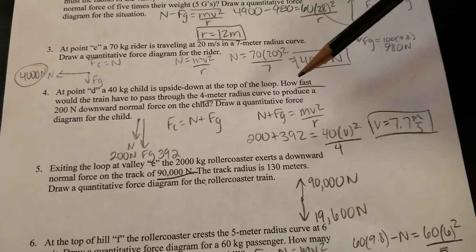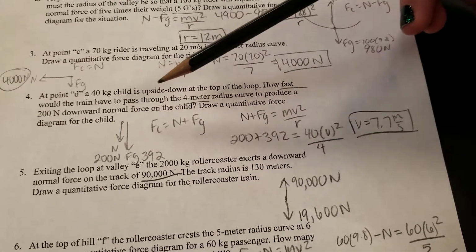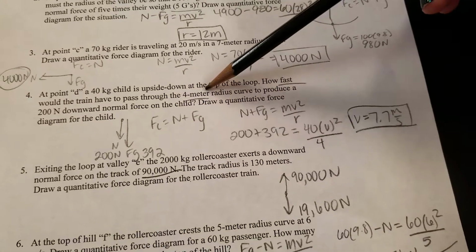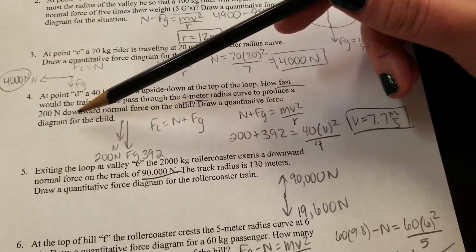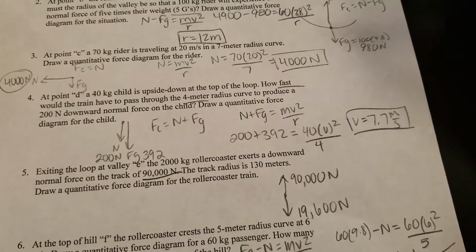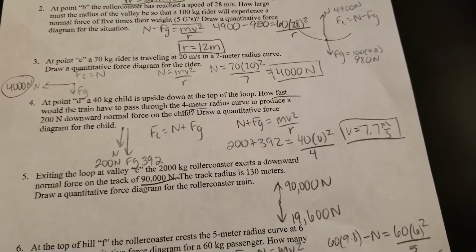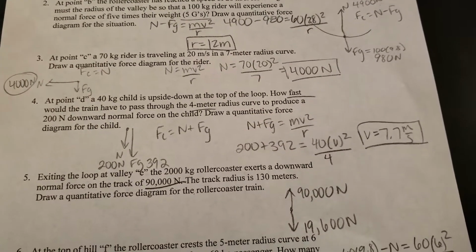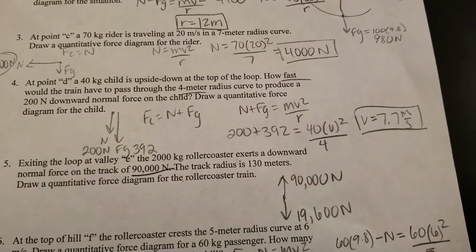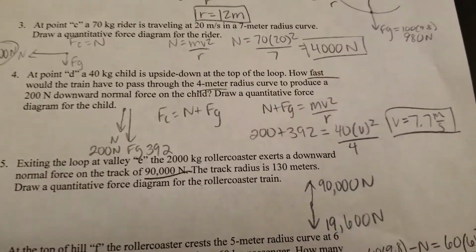All right, number 4. Number 4 is where we're upside down. So how fast is asking us to find a speed. We're given a radius and a 200 newton downward normal force. That's because the seat is pushing down on the kid when you go upside down in that curve. So my centripetal force is going to be N plus Fg, and you set that equal to mv squared over r. Plug in everything you know, and you can solve for v to be 7.7 meters per second.